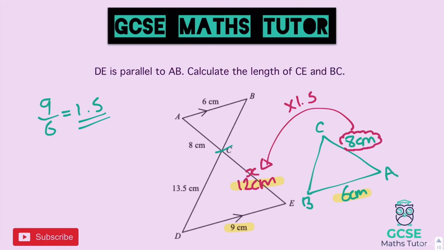The last one it wants us to find is B to C, which is this little length here, and let's just swap colours. So we're going to find this one here, B to C, and that's paired up with this 13.5. And again, we're going from the bigger one down to the smaller one, so we're going to divide by the scale factor. So divide by 1.5, and 13.5 divided by 1.5 gives us the answer 9 centimetres. And there we go, that finishes that question off.